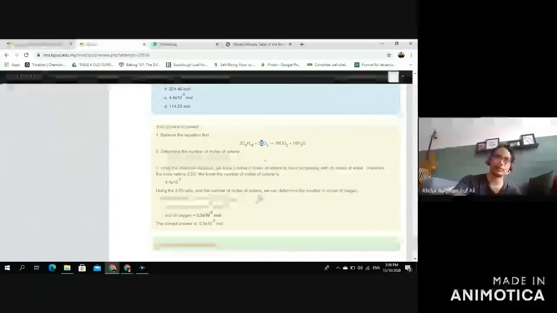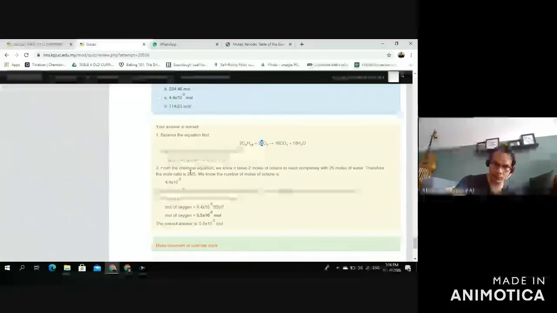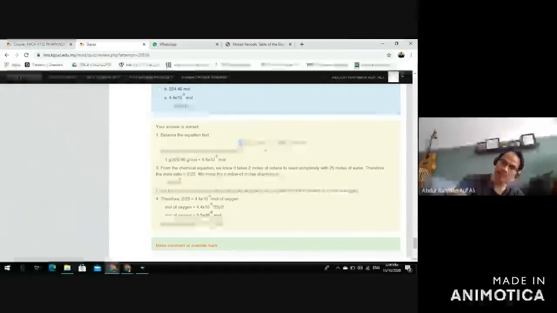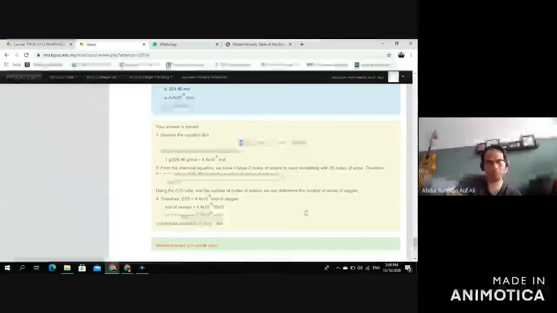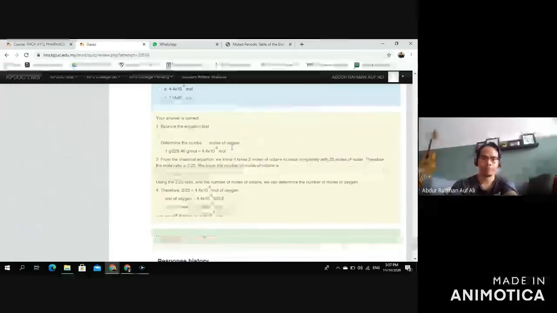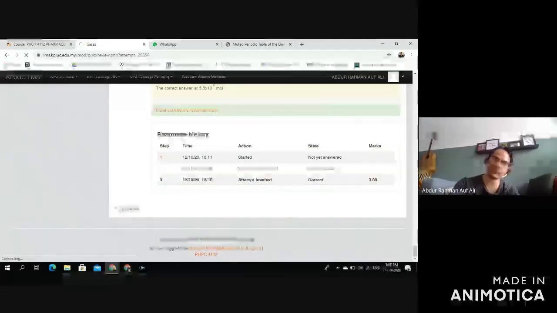So let's say you balance it wrongly. You solve the front part correctly, you find the ratio 2 to 25 and everything is correct. But if you balance it wrongly, say it should be 2 to 25, but you write here 3 to 25, then all your subsequent calculations will be wrong. So make sure your fundamentals are strong. Make sure you know how to balance a chemical equation. Okay, so that's it for gases.